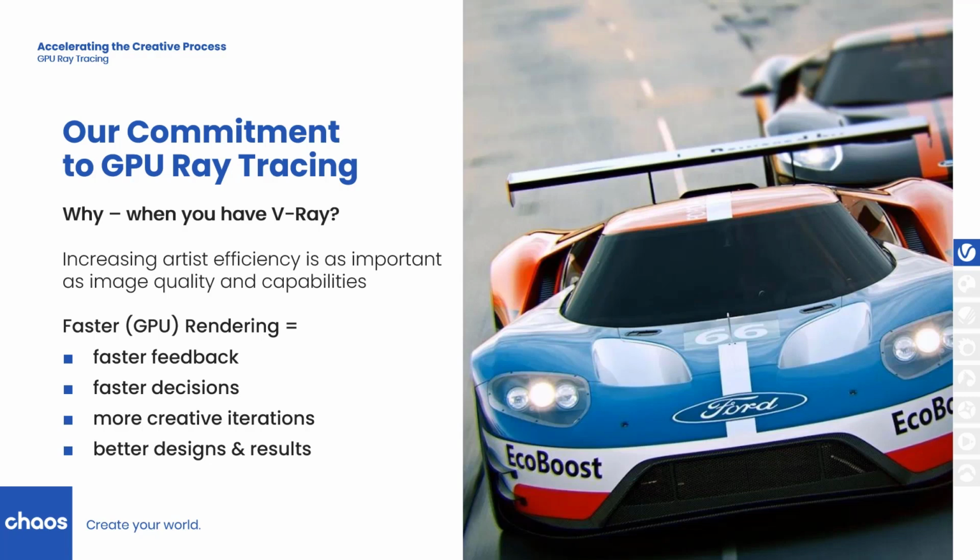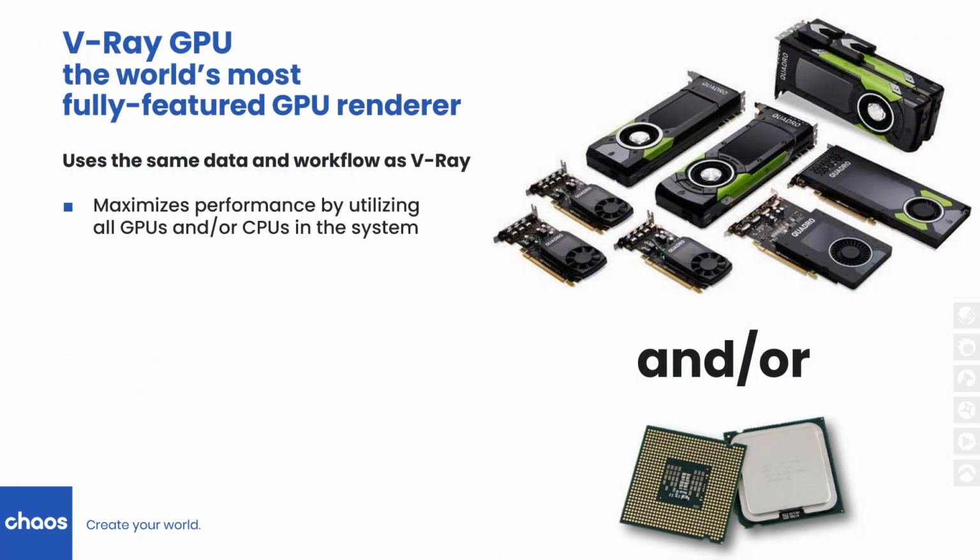Because if we can give faster rendering, it means the artist gets faster feedback, they can make faster decisions, they can do more iterations, they can explore more and get better results. So as a result, you get better images, you get better animations and everything else if we provide the speed. So we do that first by taking advantage of all the processors in the system. V-Ray GPU will use all the CPU cores it finds, as well as all the CUDA-capable GPUs it finds.